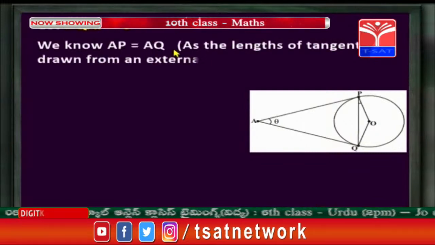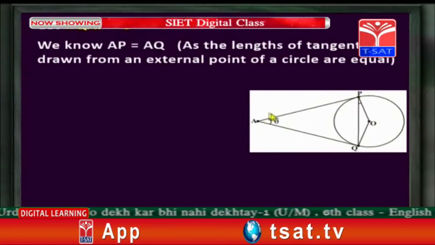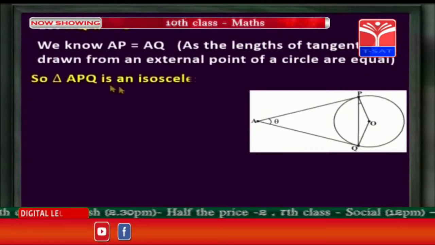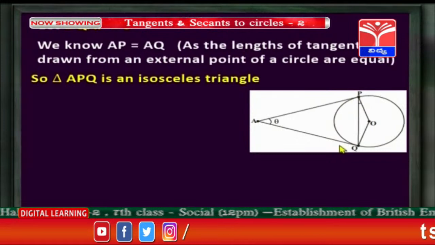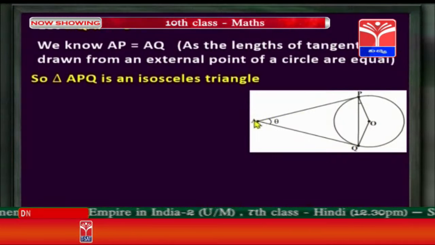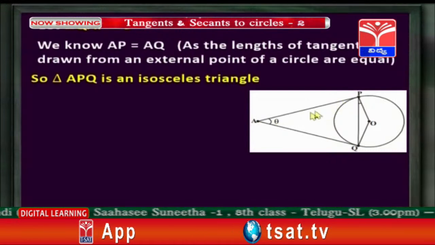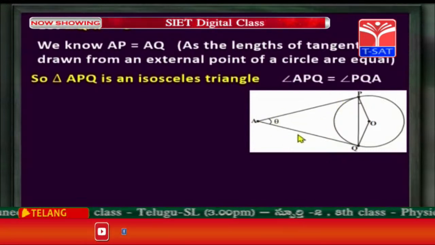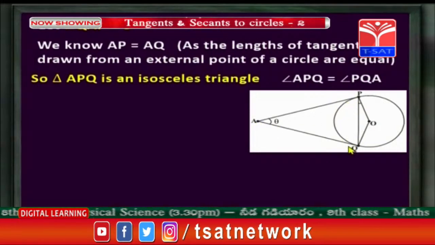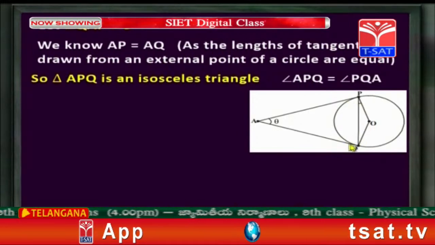We know AP is equal to AQ. Why are they equal? Because the lengths of tangents drawn from an external point of a circle are equal. So, APQ is a triangle which is an isosceles triangle. Why is it isosceles? Because AP and AQ both are equal. So, I can say if two sides are equal, then their opposite angles are also equal. I can say APQ and AQP are equal, APQ or PQA are equal.